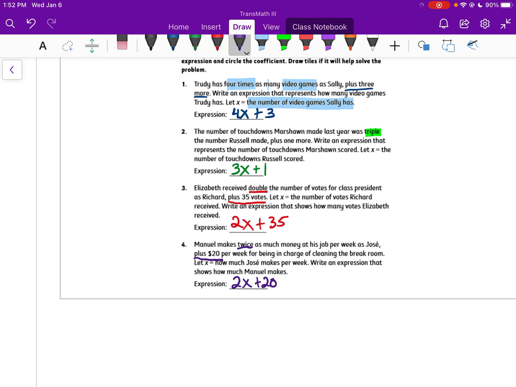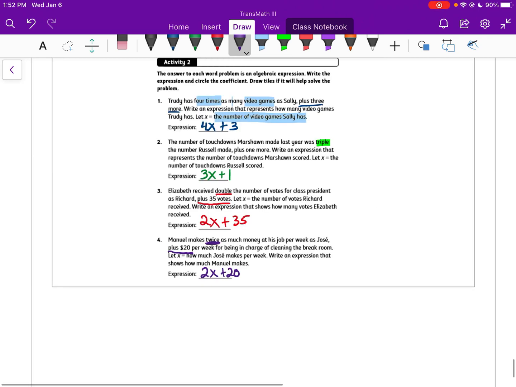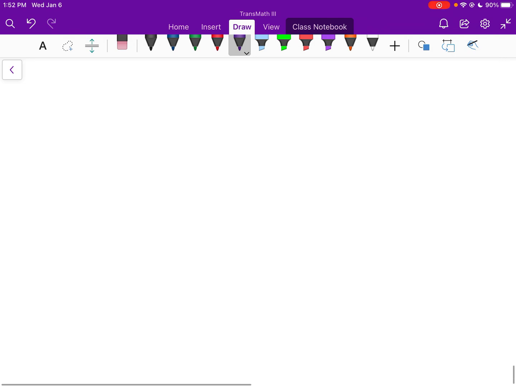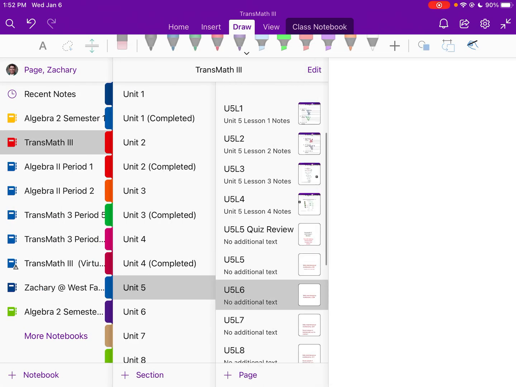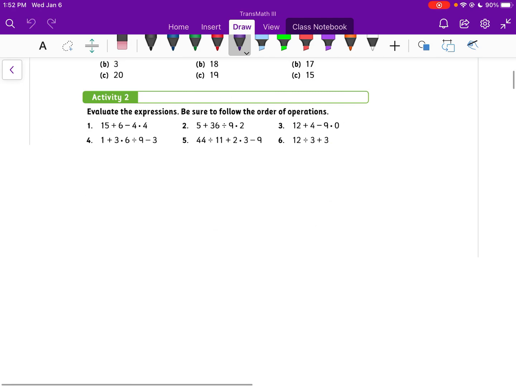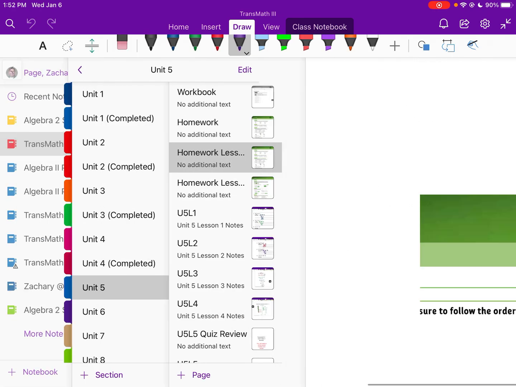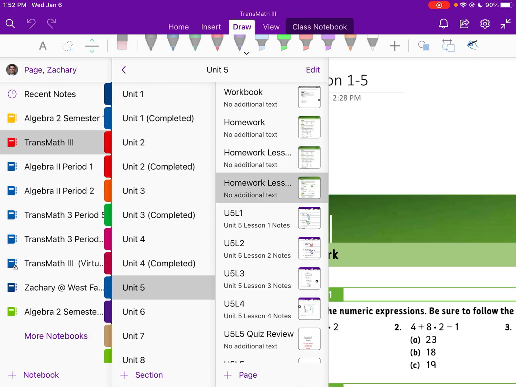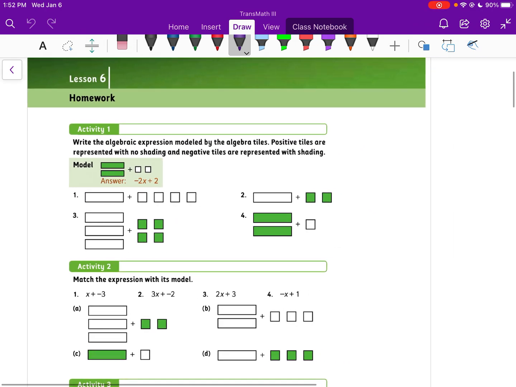Again, when it comes down to these, it's important to just identify the word that tells us to multiply by the variable. 4 times, triple, double, twice. And again, double and twice represent the same thing, just in a different way. All right, so that was lesson 6. Your homework is lesson 6. Oh, one more, there we go.